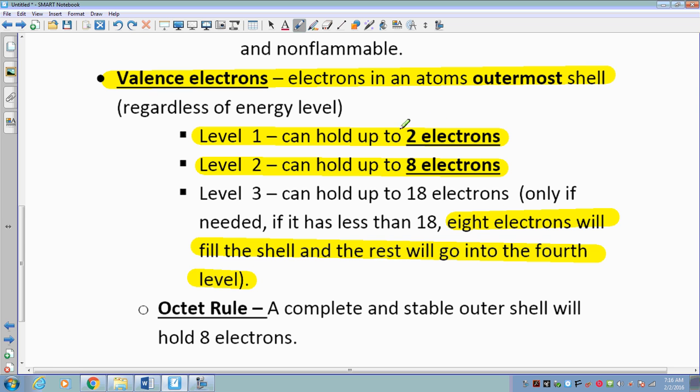So if you have electrons, 2 electrons fill up the first level, 8 fill the second, and then the 3rd can hold up to 18, but for most of our purposes, it's going to fill with 8, and then it'll go into the 4th.